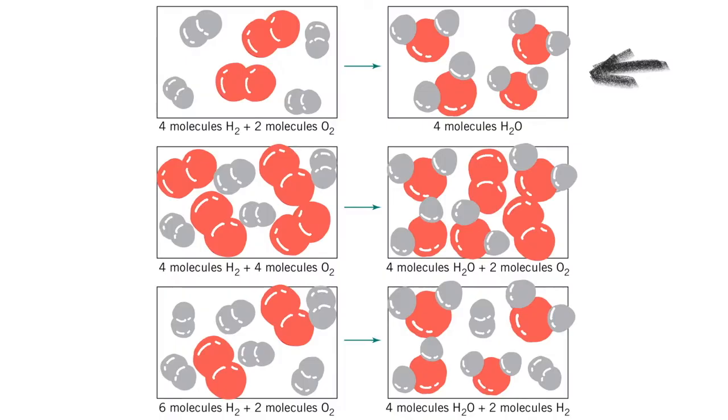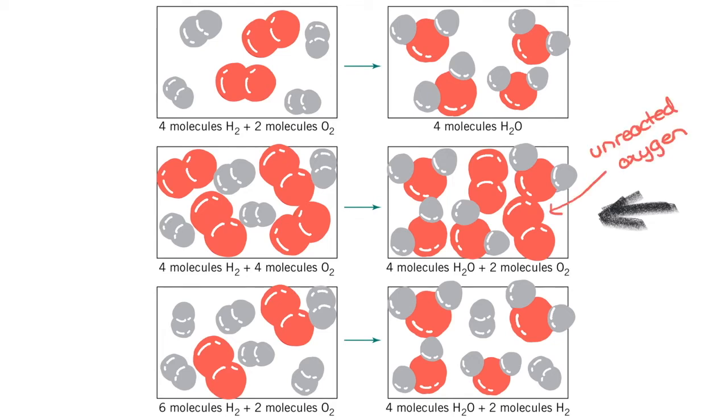In the first example, the ratio of the number of molecules of hydrogen to the number of molecules of oxygen is 2 to 1, the same as the ratio of the coefficients in the balanced equation. In the second example, there are more oxygen molecules than needed to react with all the hydrogen. The oxygen is present in excess and some remains unreacted after the reaction. Hydrogen is the limiting reagent, as the amount of hydrogen present limits how much water is formed.